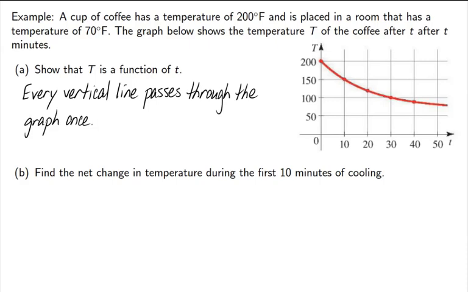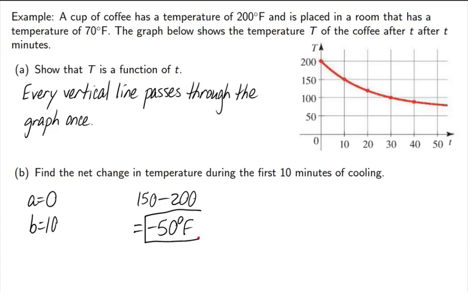So let's find the net change in temperature during the first 10 minutes of cooling. If we look at the values of the function, in this case we're looking at a equals 0 and b equals 10. That's the first 10 minutes of cooling. So at 10, remember we always do b first, it looks like the temperature was 150 degrees Fahrenheit, and at 0 the temperature was 200 degrees Fahrenheit. So we get negative 50 degrees Fahrenheit is the total change in temperature in the first 10 minutes.